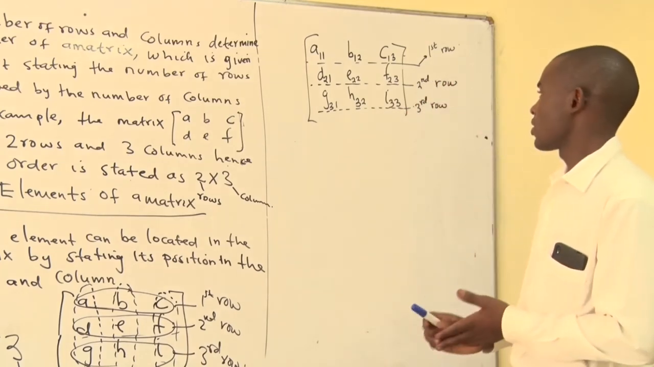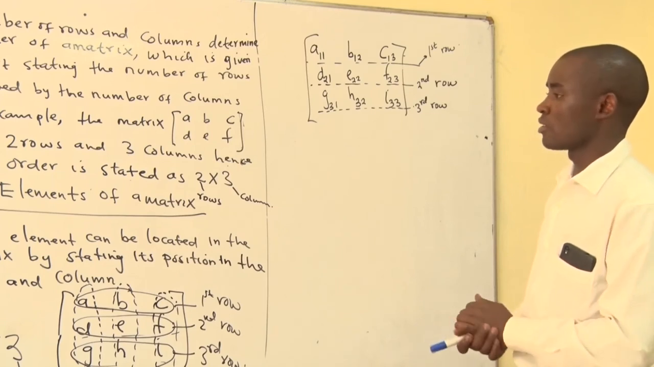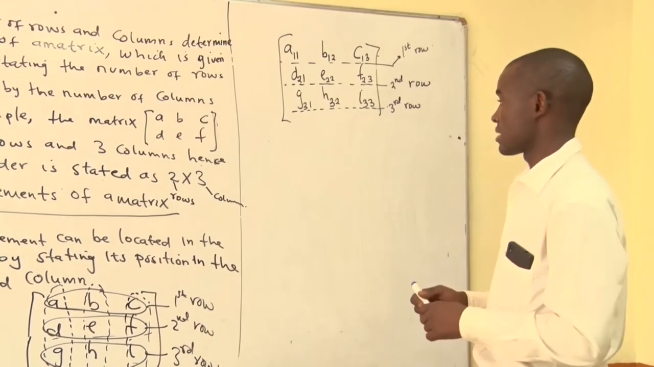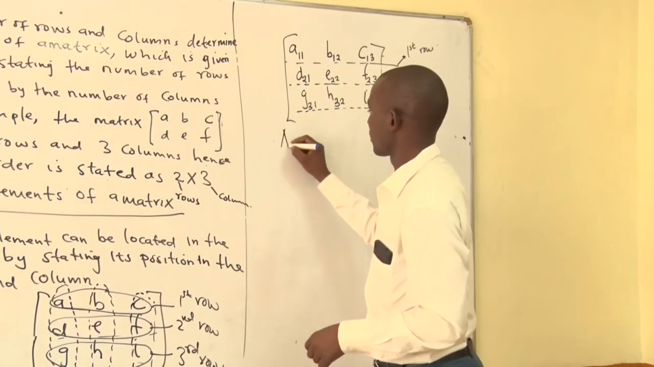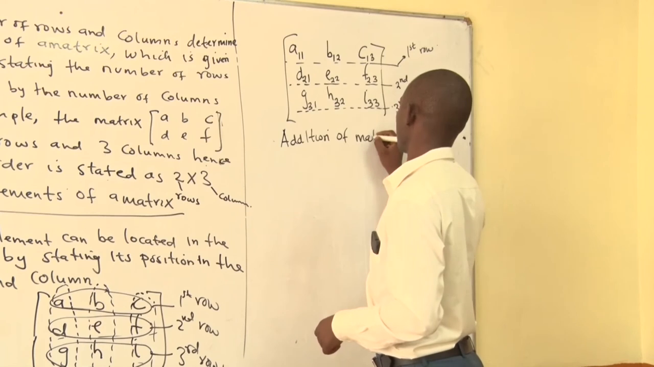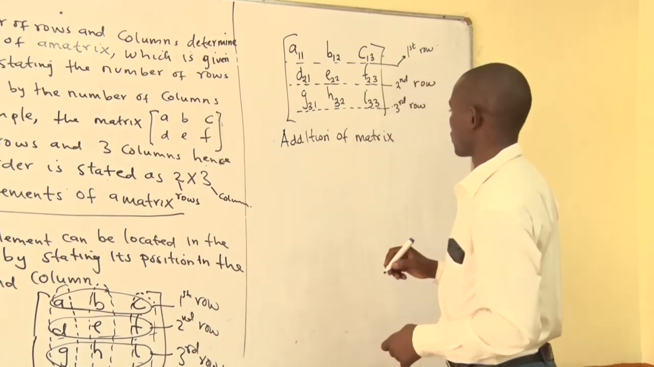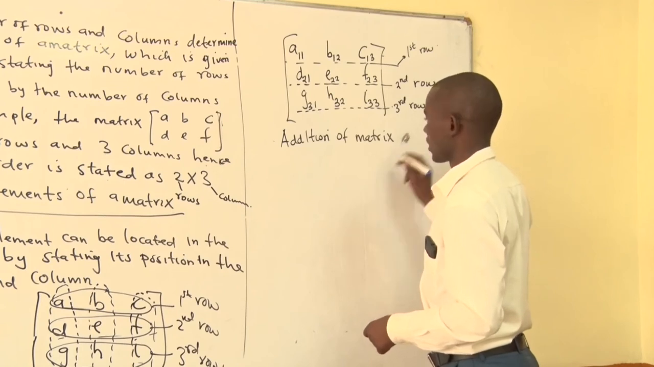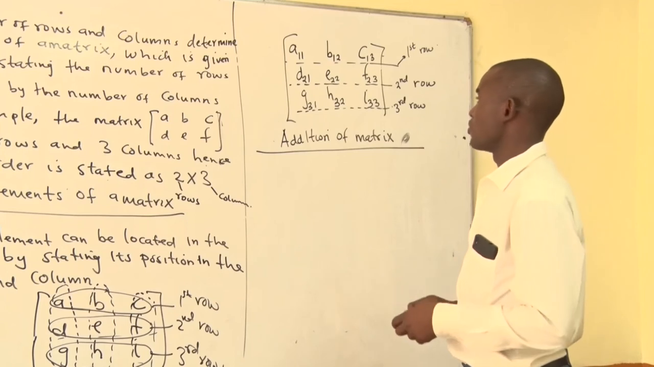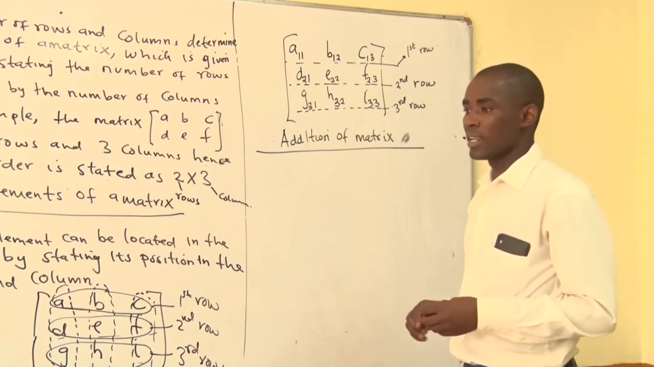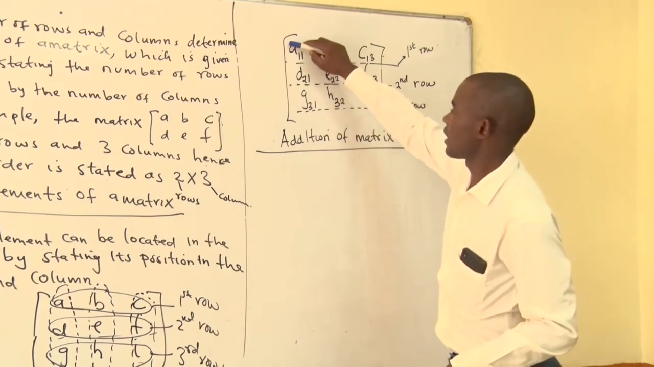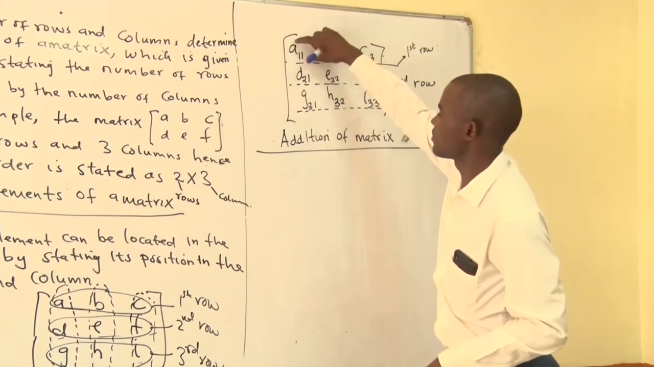So having said that, we are now going to look at how we add various matrices and how we subtract various matrices. So addition of matrices, addition and subtraction. We will start from addition. So what you do whenever you're adding, you will add elements with the same positions. Like if you want to add a matrix, you will add another element with the same position.